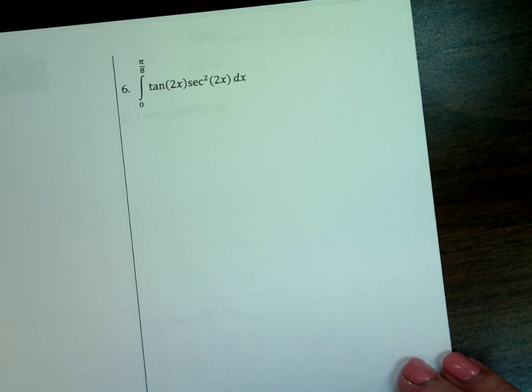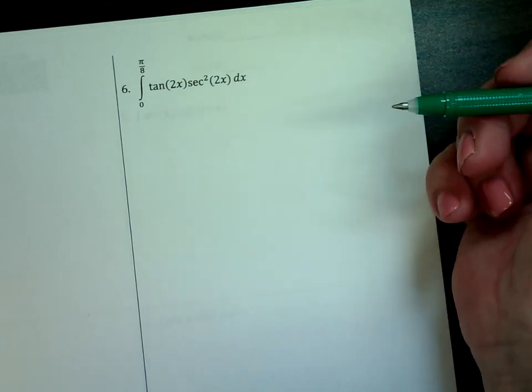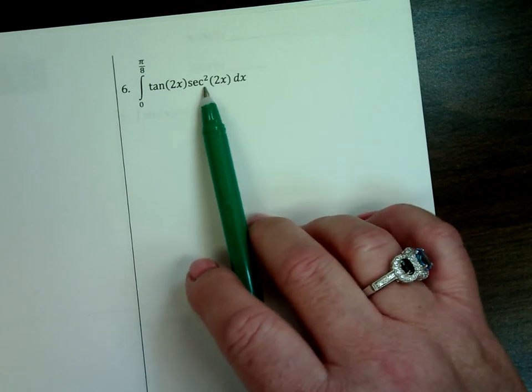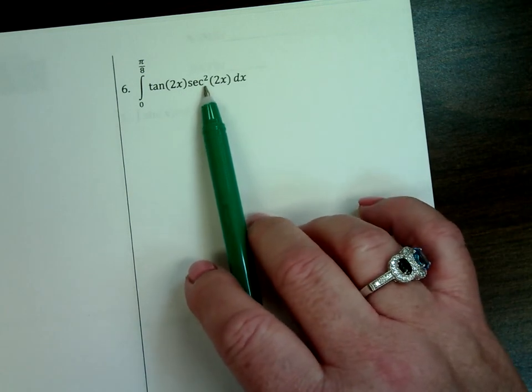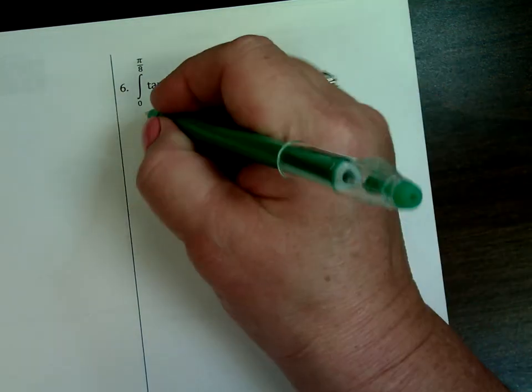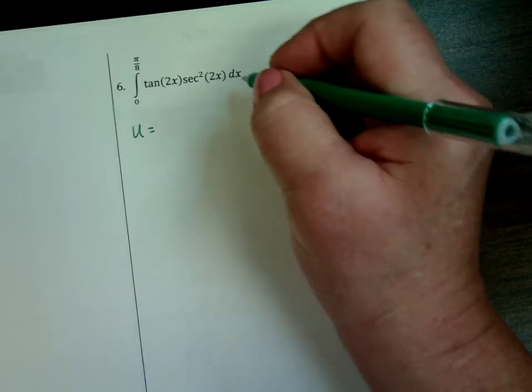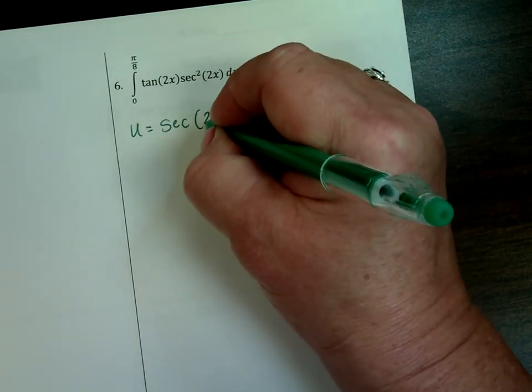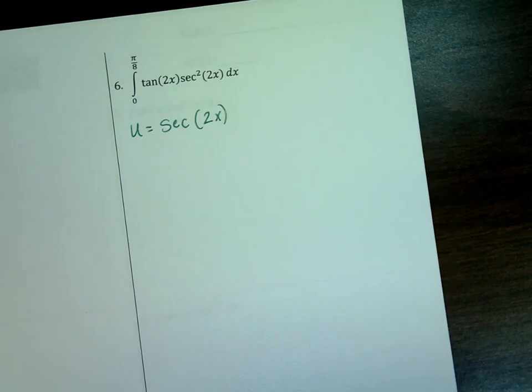Obviously this one's a lot like the one that we did a few minutes ago, but see how now I have a trig function that's being squared? This time I'm not going to just use the 2x, because in the last problem it was just a secant and a tangent. That was fine. This time the secant is actually being squared, which means my u is going to be the secant of 2x. And you'll see how this flows in just a second.